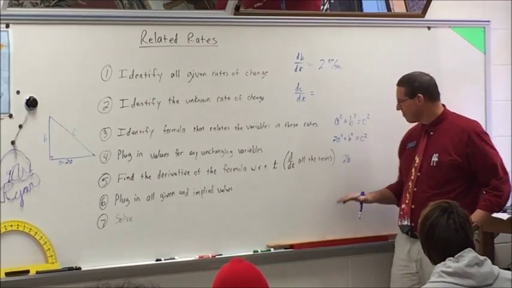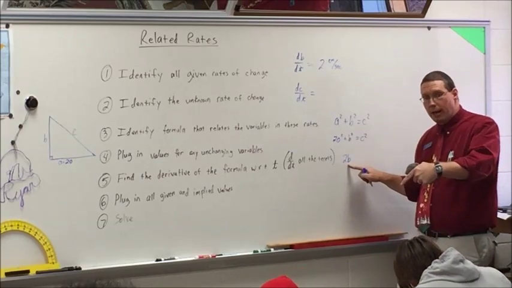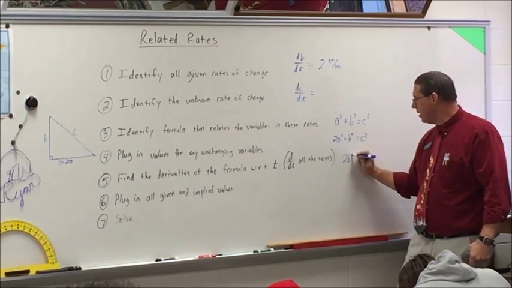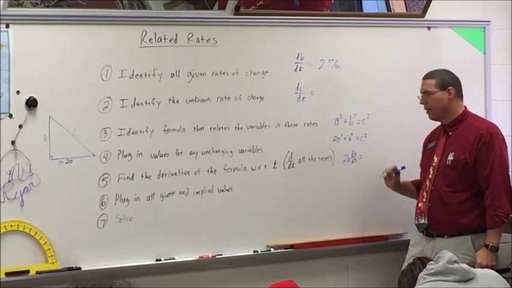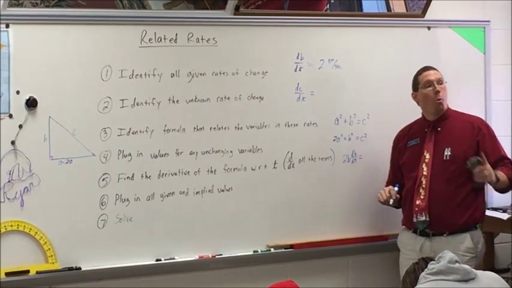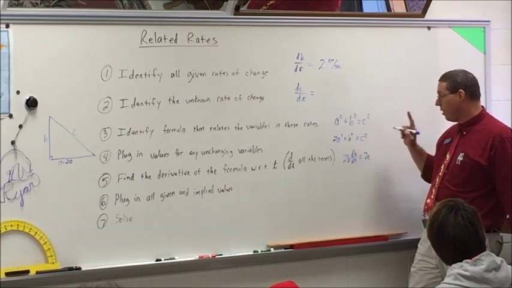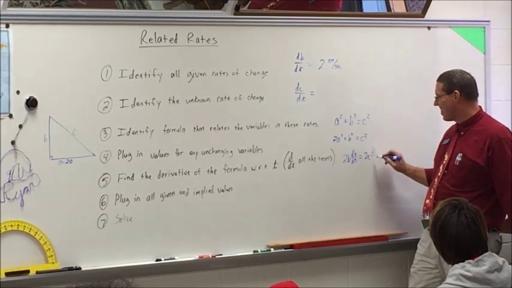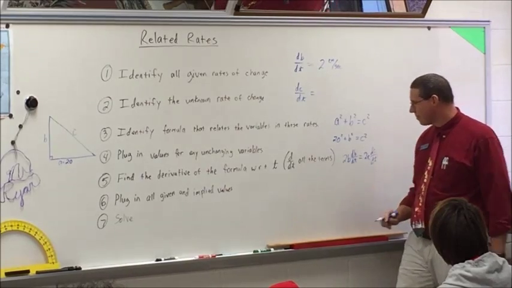Alright, so the derivative of b squared is 2b and what else? You have to put a db/dt on there, right? Equals. Now, what is the derivative of c squared? 2c dc/dt. Alright, I didn't get that one.